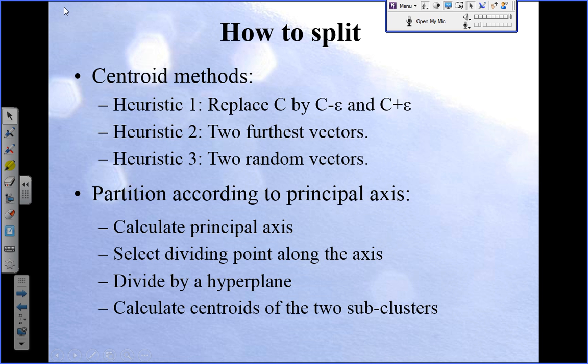Okay, how to split. So now we have one cluster, and during the process this cluster can be very complicated. There can be real clusters inside it, and now we need to decide how to split. And the centroid was somewhere here.